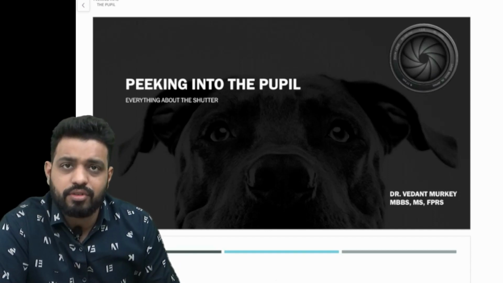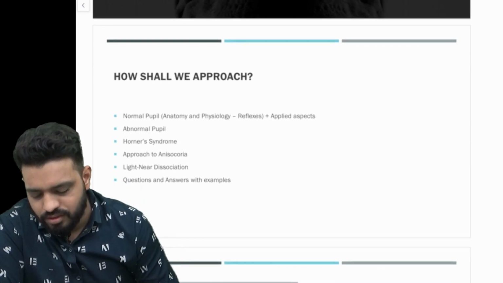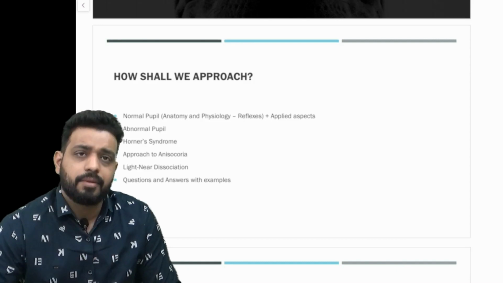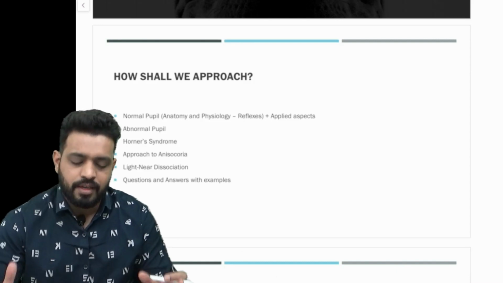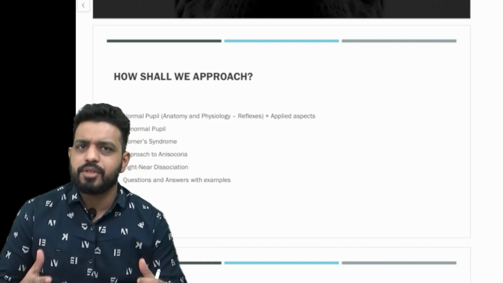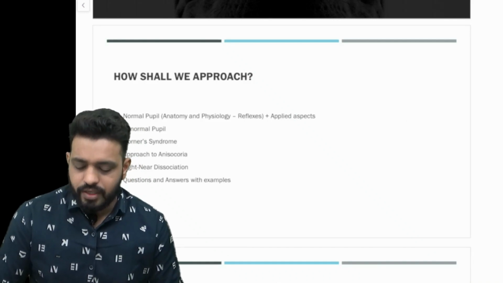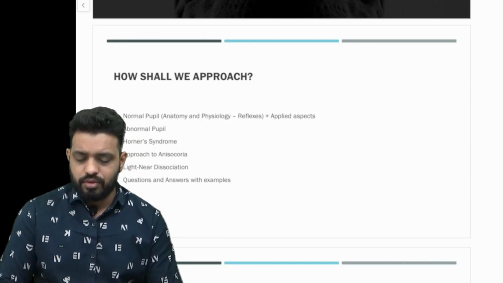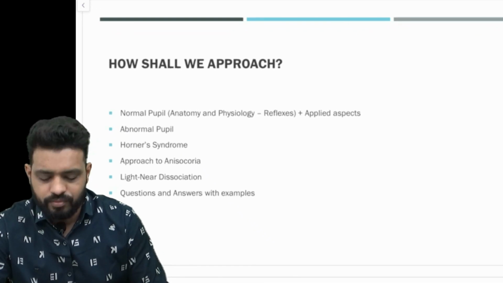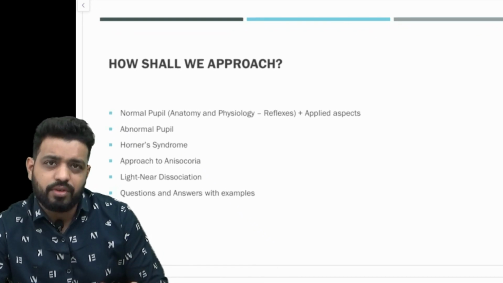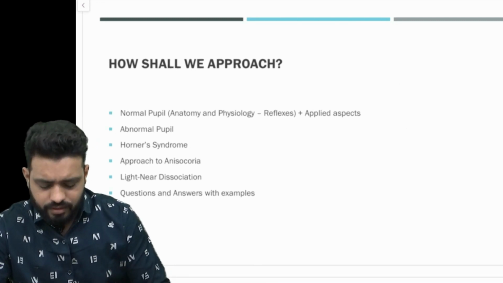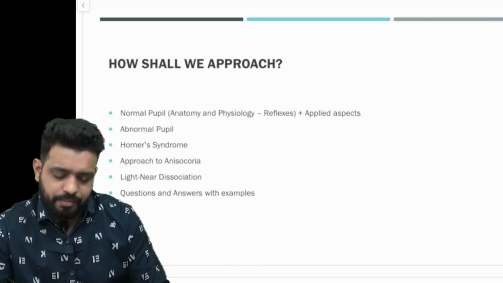So let's peek into the pupil. We'll approach this topic under these headings. First we'll study the normal pupil, the anatomy, the physiology, that is the pupillary reflexes, and with that we'll also cover the applied aspects of the same so that the MCQs are covered along with it. Next we'll know what is normal. Next we'll go to what is an abnormal pupil, and then we'll go to Horner syndrome, which is again an abnormal pupil, but we need to consider it as a different entity because it's a bit complex and different when it comes to comparing it with other abnormal pupils.